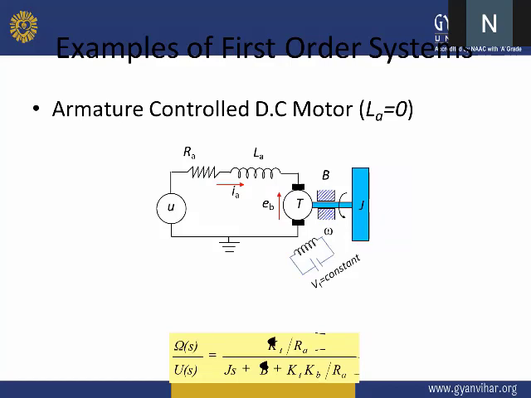Look at this. Your system is a first order system.